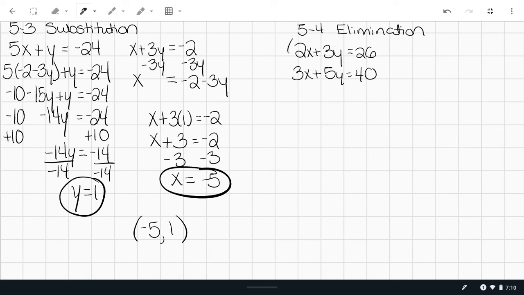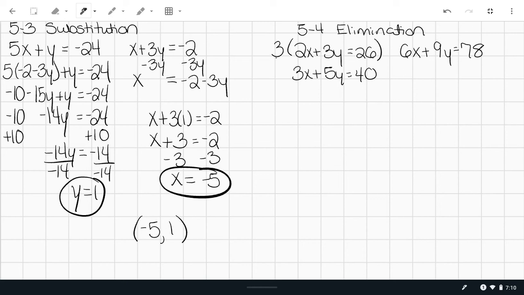So 2 times 3 gives you 6. That means you're multiplying the whole first equation by 3. So I'm going to do 3 times 2x. Well, that's 6x. 3 times 3y. That's 9y. 3 times 26. Well, 3 times 6 is 18. That's 78 altogether.